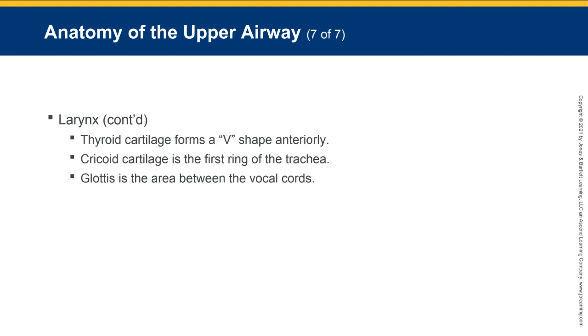So the larynx, thyroid cartilage forms a V shape anteriorly, so posteriorly the thyroid cartilage is open. The cricoid cartilage is the first ring of the trachea. The glottis is the area between the vocal cords.